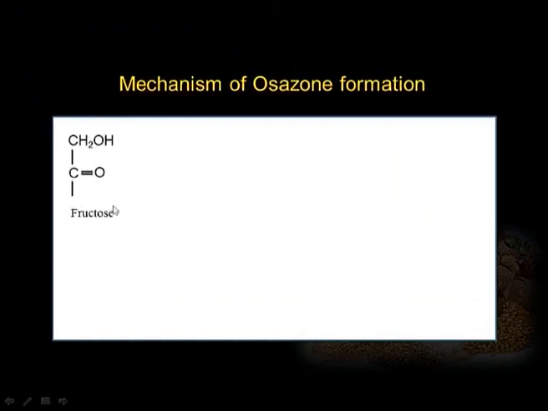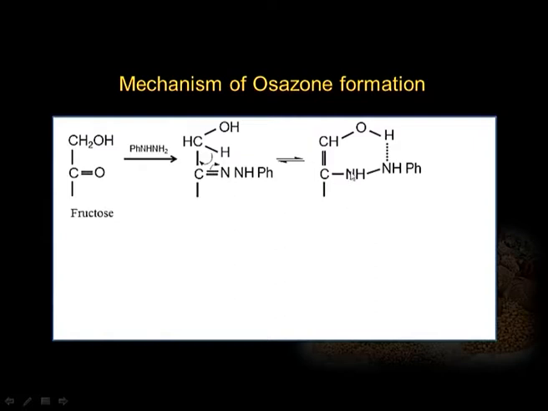Now, even if we start with fructose, again the first 2 carbons have been taken, we avoided writing the lower portion. It reacts with 1 molecule of phenylhydrazine to form the corresponding phenylhydrazone. Then again transfer of hydrogen occurs, a tautomeric structure. This pair of electrons goes here, this pair of electrons comes here, this becomes double bond, this becomes NH, NH-PH, and it is hydrogen bonded to this oxygen.